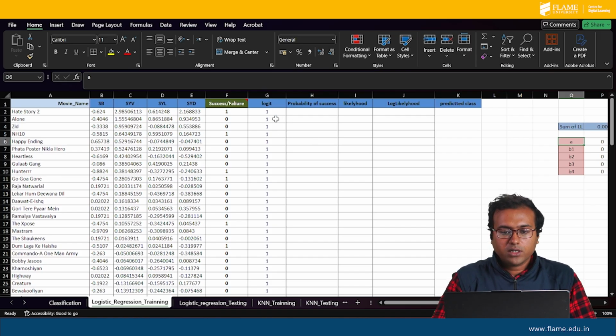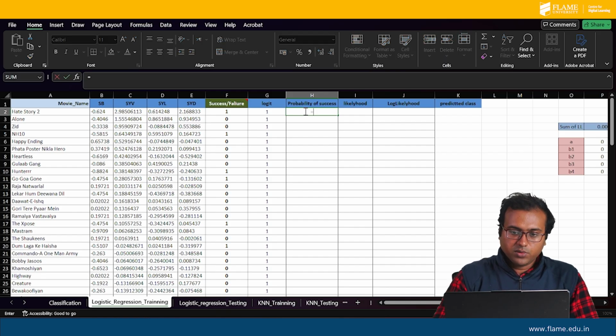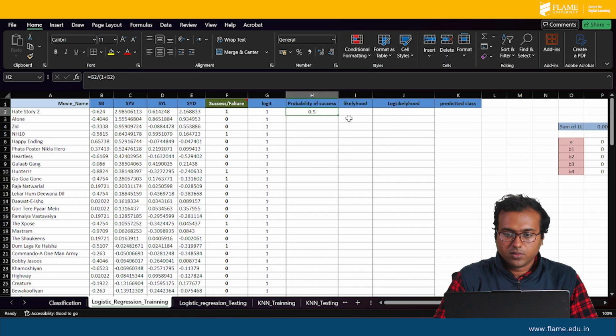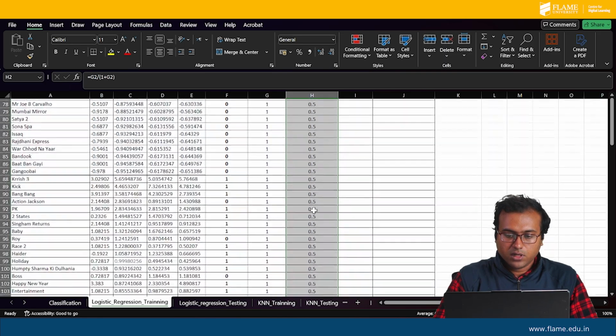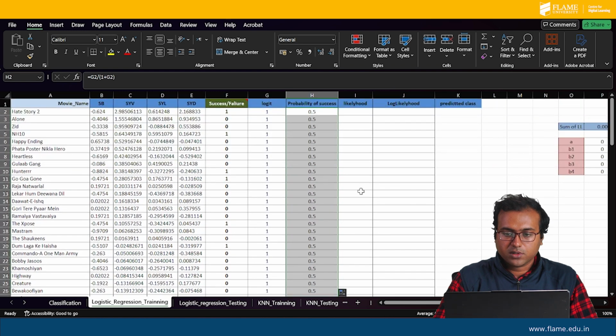Now, once we calculate the logit or that particular p by 1 minus p ratio, I can easily calculate the probability. So, let us say p by 1 minus p equal to that logit, so definitely the probability p equal to the logit divided by 1 plus logit value. So, that same thing we will implement over here. So, your logit divided by 1 plus same logit. So, it will show some 50% probability right now. So, right now, based on our coefficient, this is the probability of success.